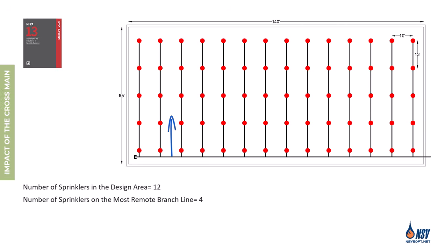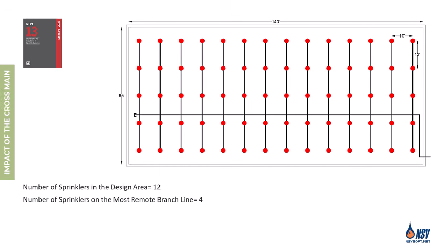First, let's assume the cross main is shifted 20 feet to the north. In this case, one of the sprinklers on the most remote branch line is now located on the opposite side of the cross main. According to NFPA 13, this arrangement is permitted, so we continue with the same procedure to select the remaining sprinklers from the second and third most remote branch lines.